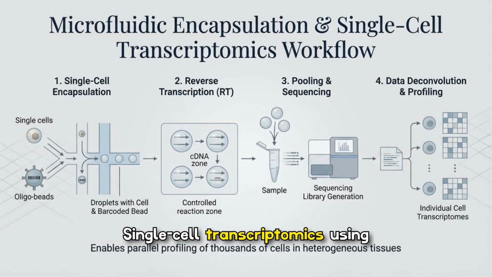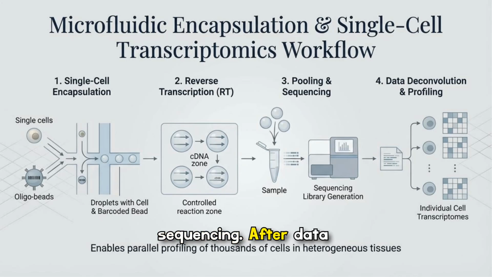Single-cell transcriptomics using microfluidic encapsulation packages individual cells with barcoded beads into droplets, enabling reverse transcription in a controlled microreaction, then pooling for library prep and sequencing. After data deconvolution, each cell's transcriptome is recovered, allowing parallel profiling of thousands of cells and revealing cellular heterogeneity within tissues that bulk assays average out.